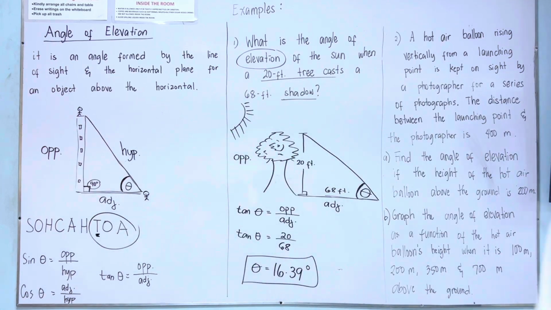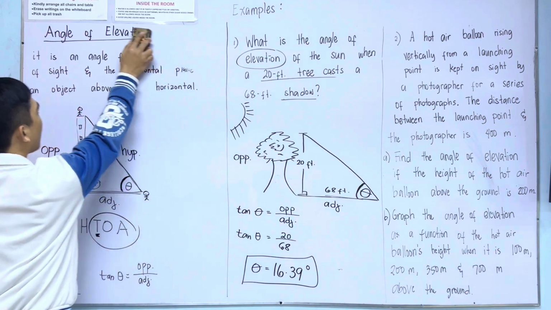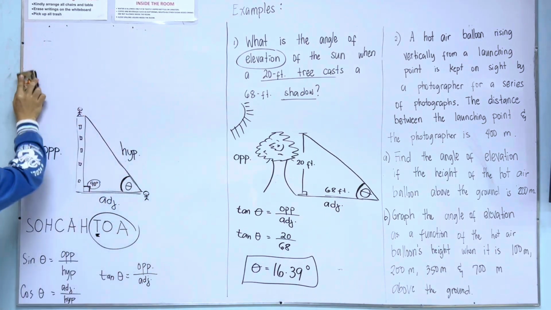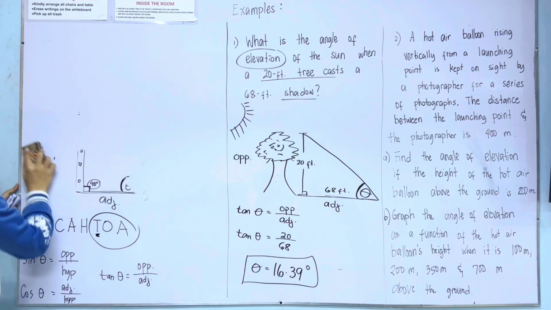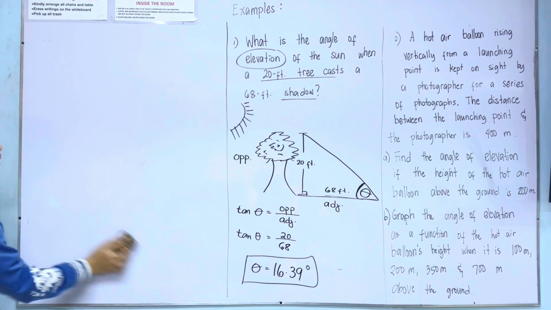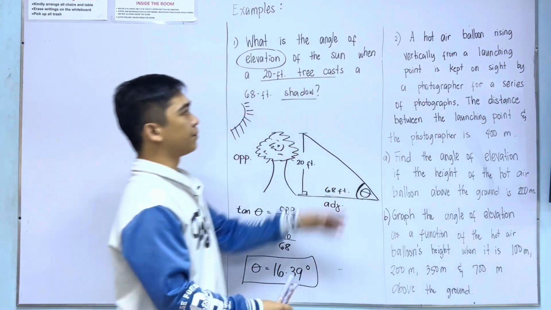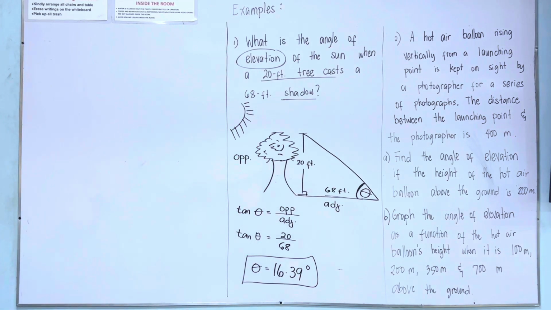Kuha na? Next! Erase ko tong definition ni tangent. Dito tayo sa angle of elevation. Dito tayo solve, for problem number 2. Everyone read problem number 2. A hot air balloon rising vertically from a launching point is kept on sight by a photographer for a series of photographs. The distance between the launching point and the photographer is 400 meters.